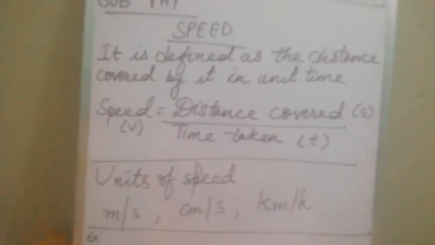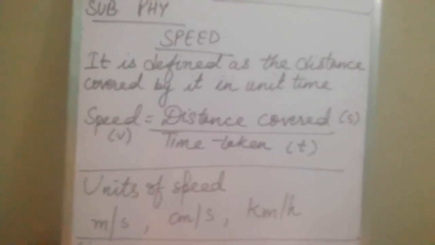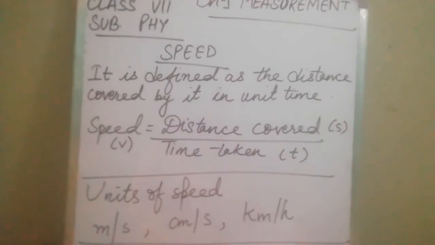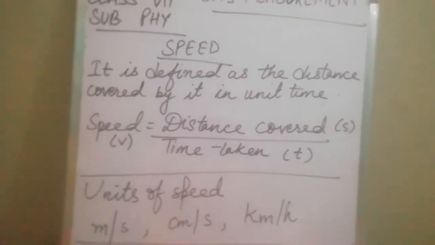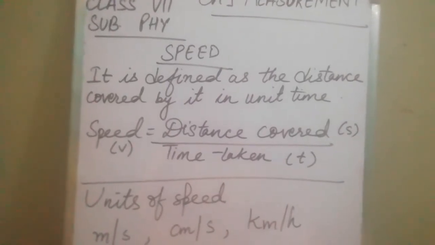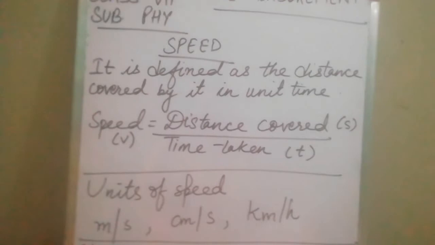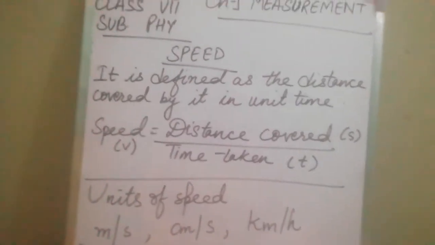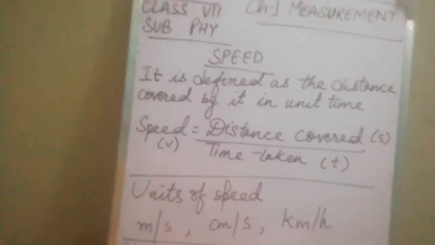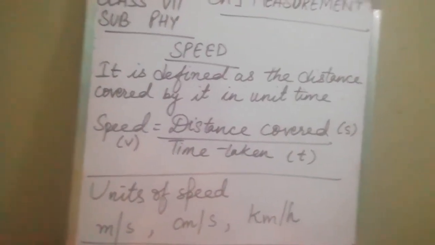Okay, children. The formula of speed is equal to distance covered divided by time taken. This is the formula to find out the speed. Speed we represent by small v, distance we represent by small s, and time taken we represent by small t, children. So v equals s by t. So this is the formula of speed. To find out the speed of any given object, we will use the formula speed equals distance by time.